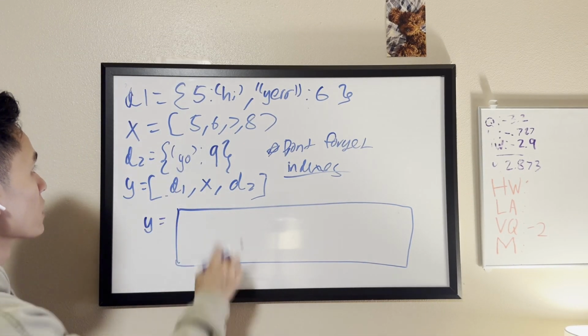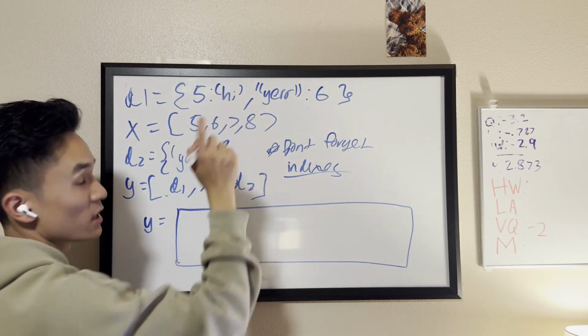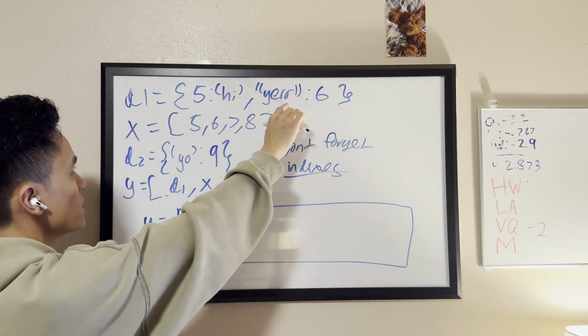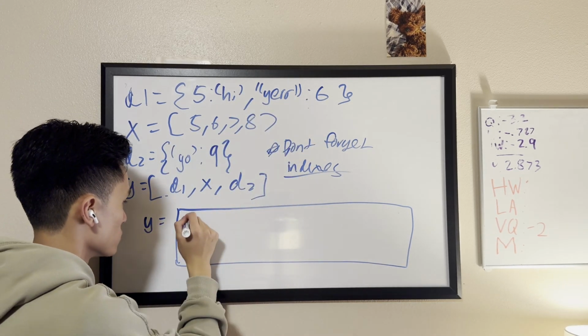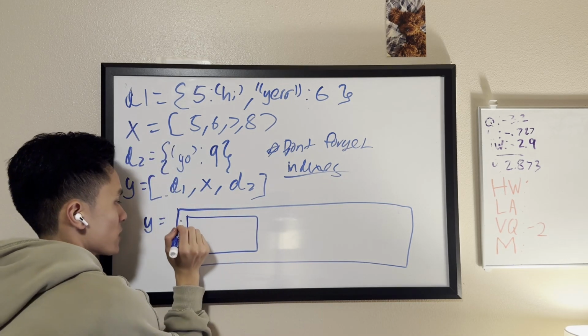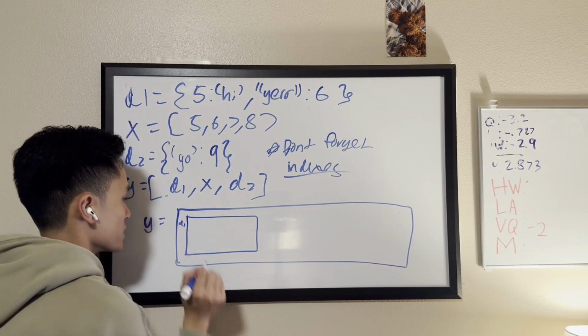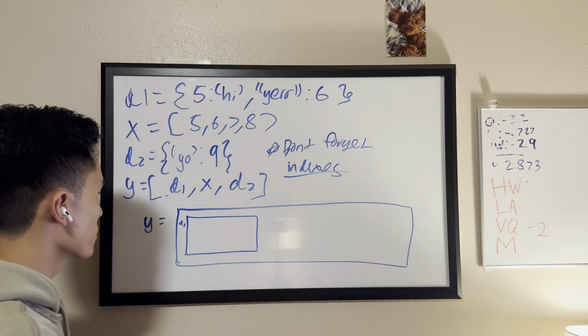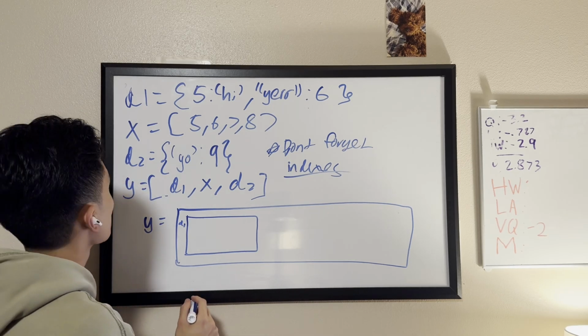So starting with D1, it's a dictionary with 2 values, not indexes. We have 2 keys, 2 values. So all we have to do is just boom. And you can label it if you want. We can do a little D1 right here. And that should be enough.